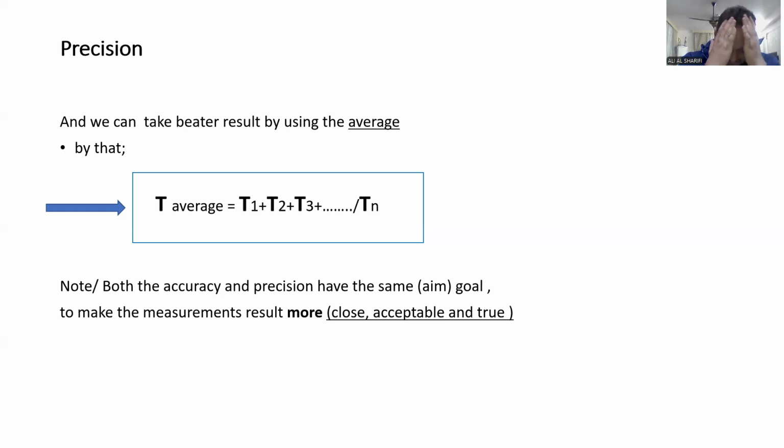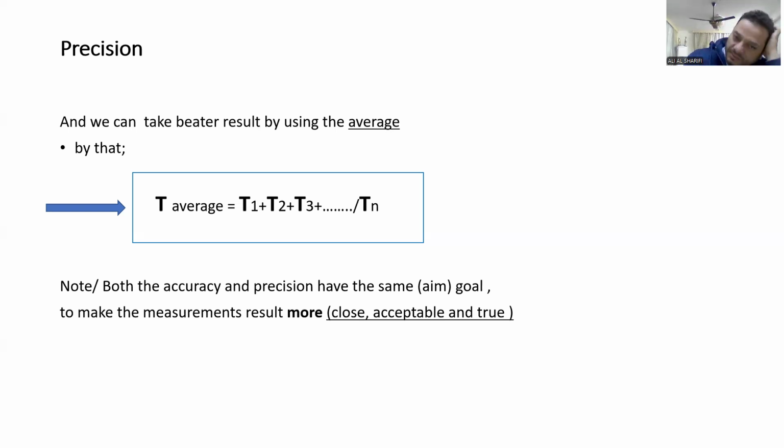Okay, let me keep going. I will calculate all of these three or four temperature numbers and divide by their count. That means dividing by 4. If I have 3 temperature readings, I will collect all of them and divide by 3. By that, I can minimize the mistakes more.